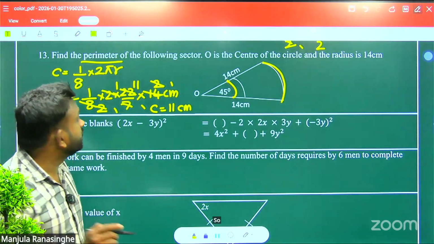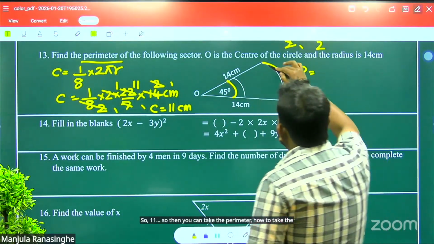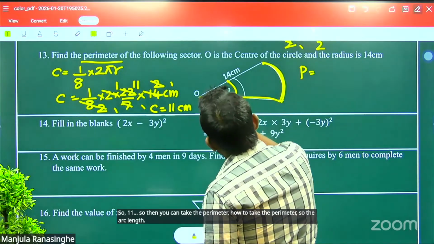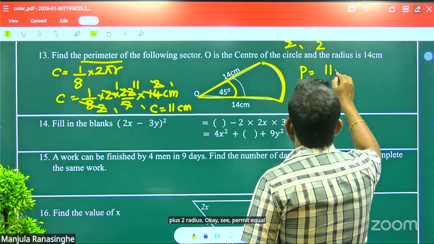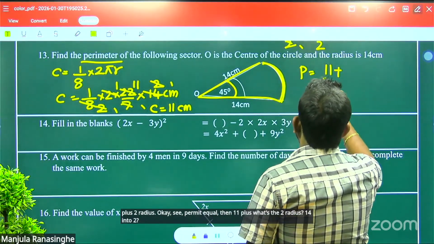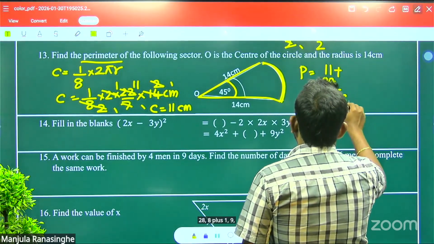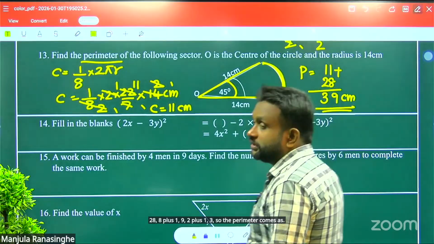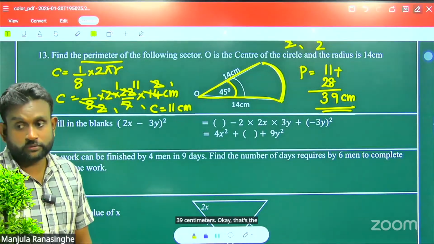So 11. Then you can take the perimeter. How to take the perimeter? The arc length plus 2 radius. Okay, see, perimeter equals 11 plus what's the 2 radius? 14 into 2, 28. 8 plus 1, 9, 2 plus 1, 3. So the perimeter comes as 39 centimeters. Okay, that's the perimeter.